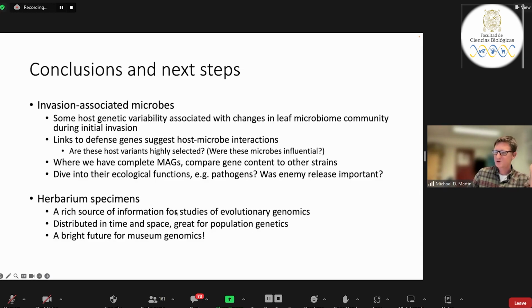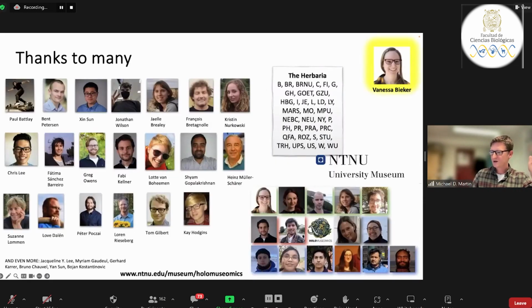Finally, I would like to conclude that herbarium specimens are a really rich and cool source of information for evolutionary genomics studies, because there's so many of these specimens and they're so well distributed in time and space because botanists have been so busy for the past 400 years. You can do these population genetic studies and never have to go to the field. Or in any case, if you like going to the field, you can compare your field collected specimens with specimens taken 100, 200, 300 years ago and learn a lot about that.